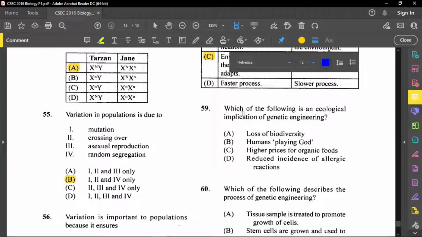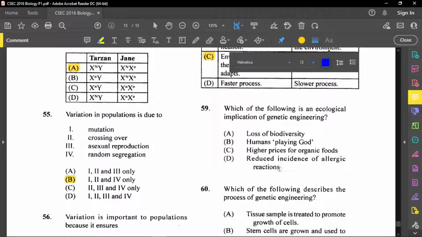We're just going across the road. All right, so which of the following is an ecological implication of genetic engineering? Answer: loss of biodiversity. Loss of biodiversity, that's a good one because it's an implication right there. Because if you're a genetic engineer, then yeah, you can have loss in biodiversity. It's a human playing God. Well, depends on how you look at the situation here. It said higher price of organic food, not necessarily, that could actually decrease it. Reduced incidence of allergic reaction.